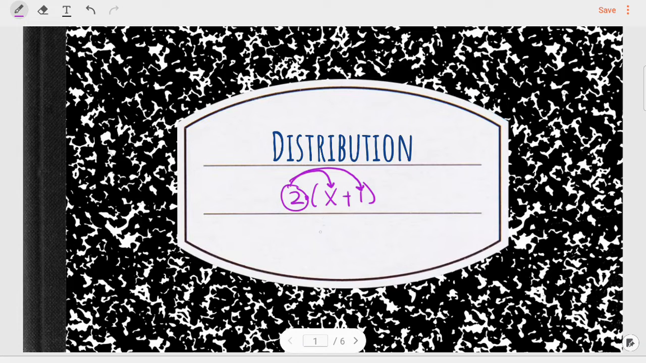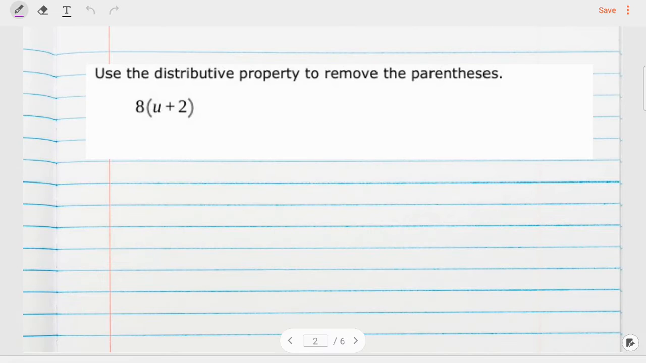So if I have 2 copies of x, that means I multiply and I'm going to have 2 x's. And if I duplicate 1 on the inside, I'm going to have 2 duplicates of 1, which is 2. So remember that distribution means I'm going to multiply what's on the outside to everything on the inside. So let's go ahead and get started.